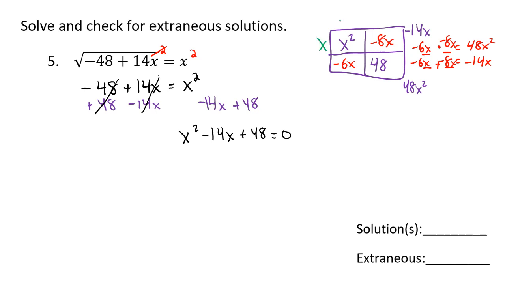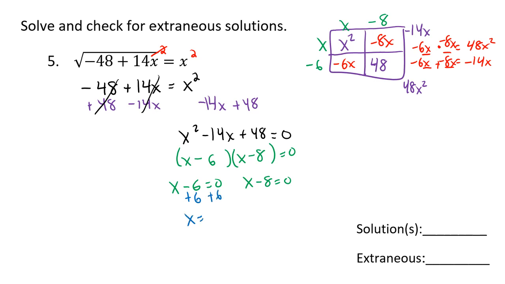So x times x gives us the x squared. X times negative 8 is the negative 8x. X times negative 6 is the negative 6x. So we have x minus 6 and x minus 8. From there, x minus 6 equals 0 and x minus 8 equals 0. We're going to add the 6 over to get x equals 6, and add the 8 over to get x equals 8.